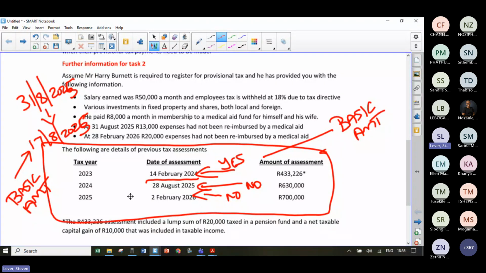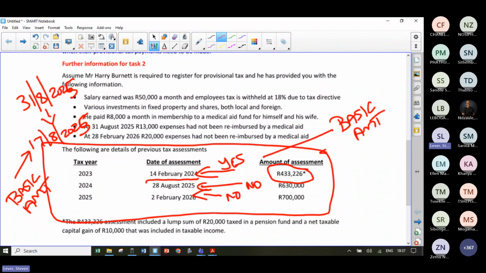So what's basically going to happen is if they ask you to calculate your minimum first payment, you're going to say, I'm going to use my basic amount, which is my most recent return before 31st of August 2025. 14 days before 17 August 2025, it's going to be this 433,226. Okay, so that's principle number 1.